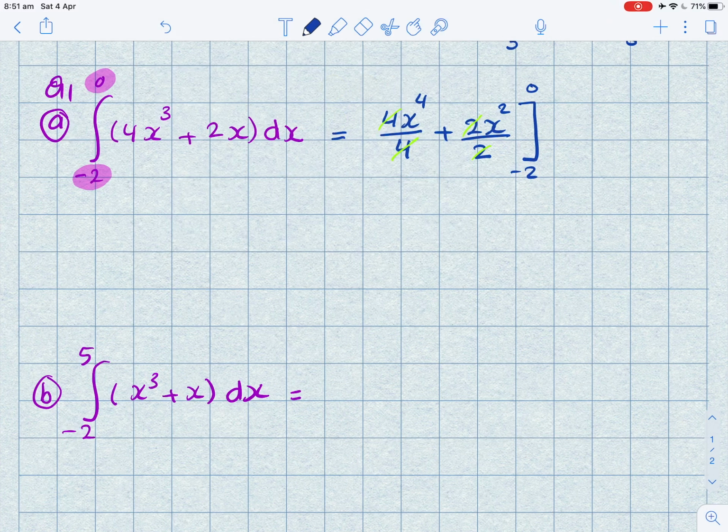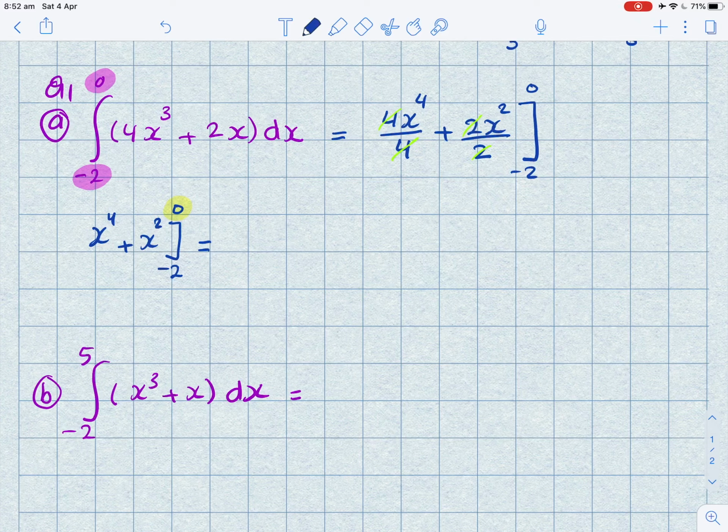So this equals x to the power 4 plus x squared, with the limits from -2 to 0, because -2 is smaller than 0. So far we just did a normal integration. Now what we need to do is replace each x by the upper limit, which is the 0 here, and then subtract the same function with the lower limit.